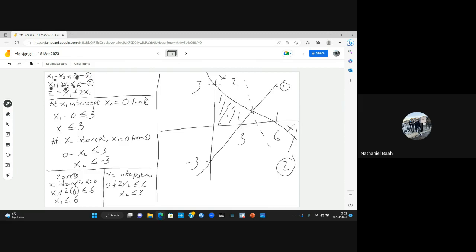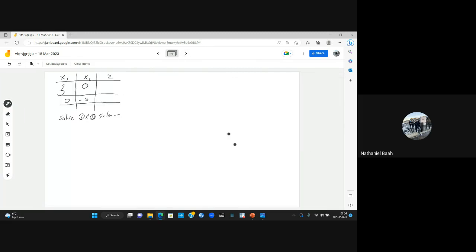It's going to give us what? 3. So we are going to get 3x2, then what? 3. So when I divide that by 3, we are going to end up getting 1. So let me write down. First, let me make this easy for us. Let's write both equations. So I have x1 minus x2 less than or equal to 3. Then equation 2 has x1 plus 2x2 less than or equal to 6.